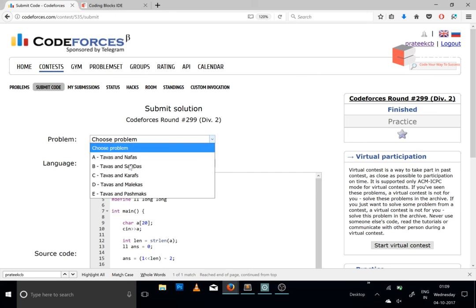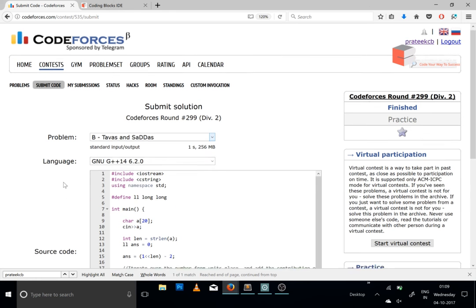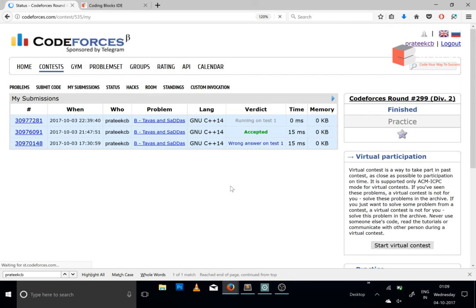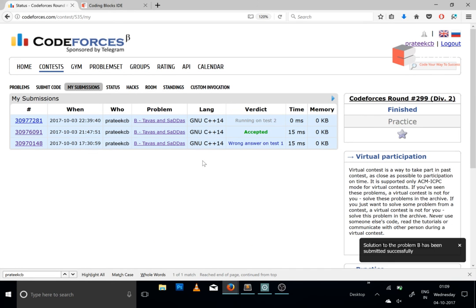Yeah, so the problem is this. So you can see this code passes all the test cases.